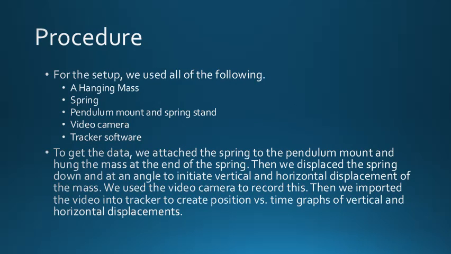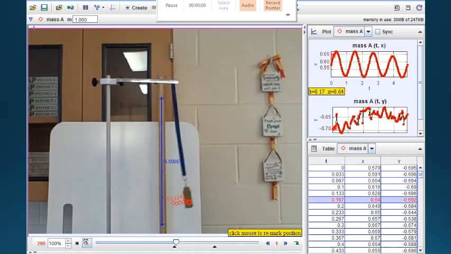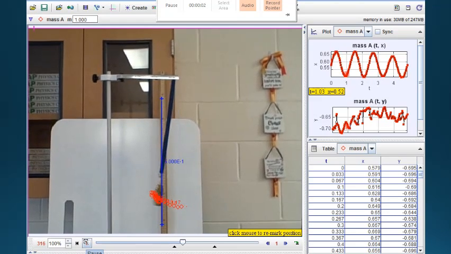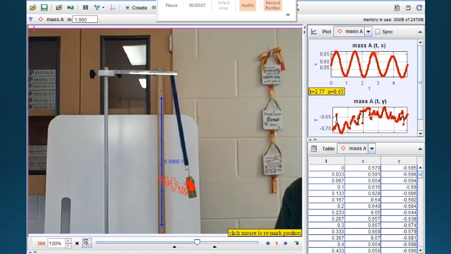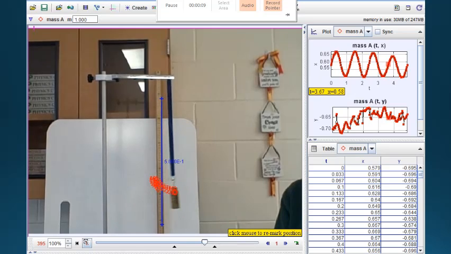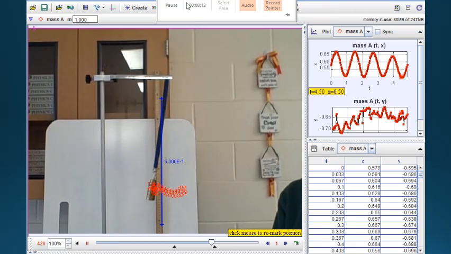So to get the data for this lab, we attached a spring to the pendulum mount and hung a mass of 250 grams at the end of the spring. We then displaced the spring down at an angle to initiate vertical and horizontal displacement of the mass. We then used the video camera to record this, and once we got a good video, we imported that video into Tracker to create position versus time graphs of both vertical and horizontal displacements. So this is a video we recorded using the video camera, and as the pendulum swings and the spring oscillates, Tracker is tracking the motion of the mass, and then it is recording the data on the right of your screen in both the x and the y direction.